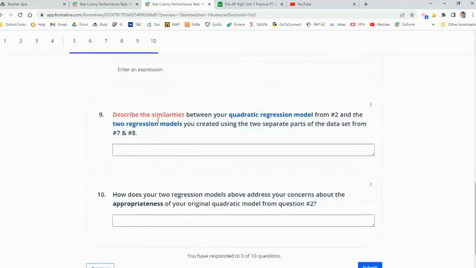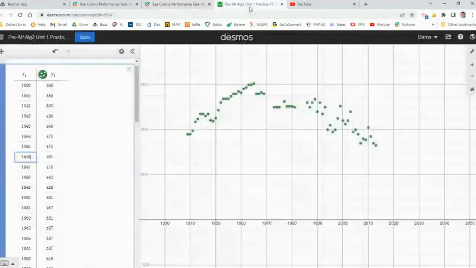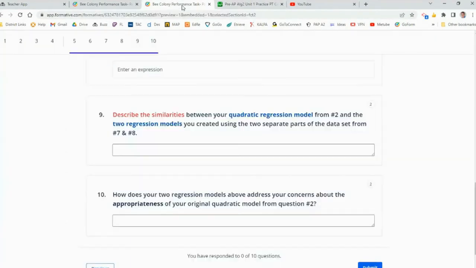Then I want you to describe the similarities between the quadratic model that we made on the first part and the two that you made after you separated it. Describe how they're similar. What are the similarities?